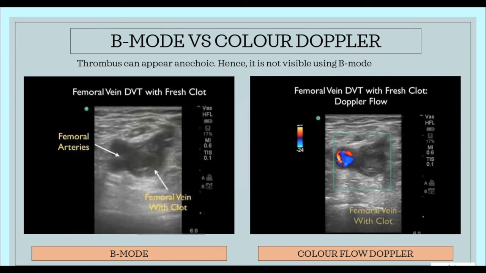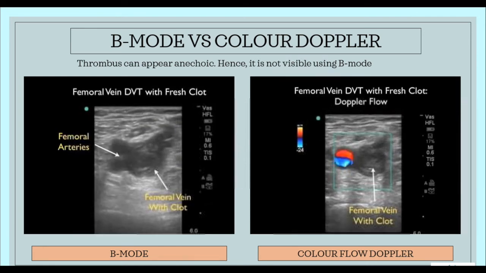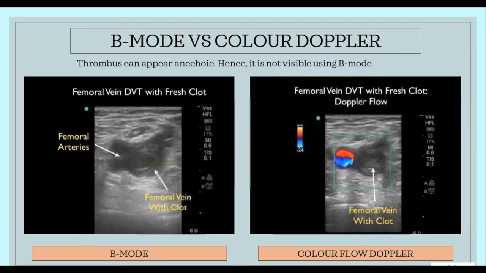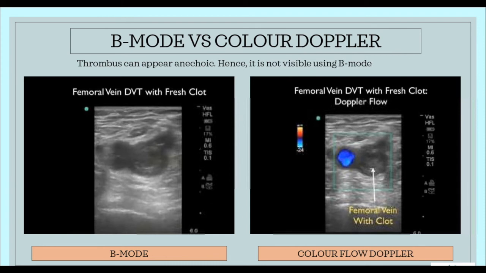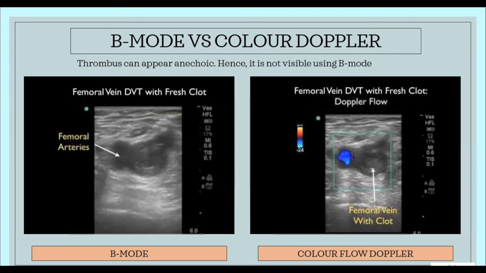So we can see the differences in the second clip where we use the color Doppler mode. We can see that the clot has caused a filling defect in the common femoral vein, while the color flow Doppler is still patent in the common femoral artery.